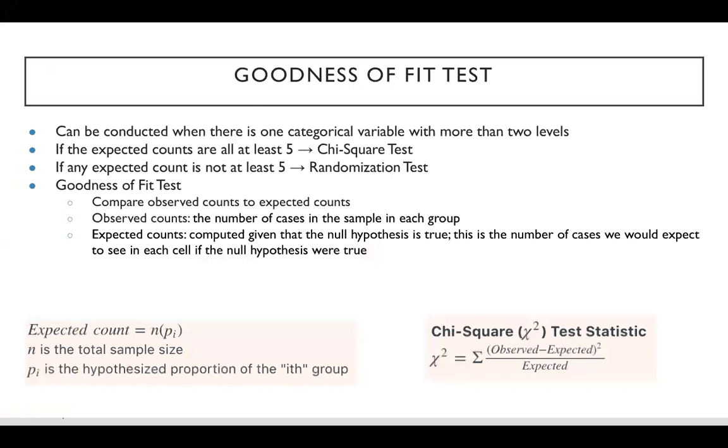And then to calculate the chi-square test statistic, you can take the observed minus the expected value, square that, and then divide it by the expected value as well. Then you do that for each cell, and then once you get each cell, you can add them up together, and that will give you your chi-square test statistic.